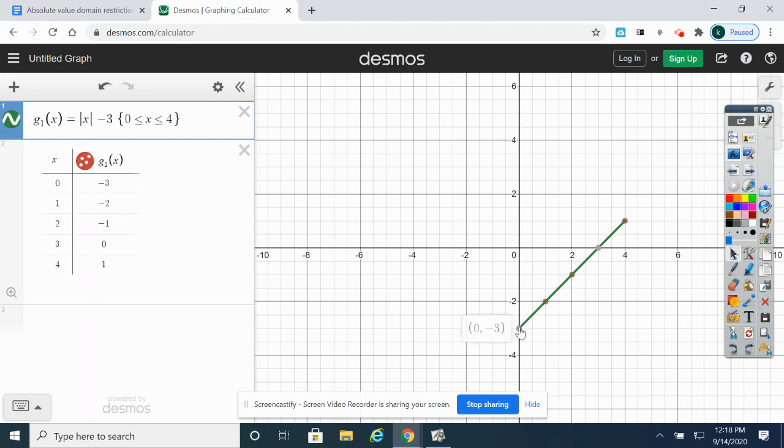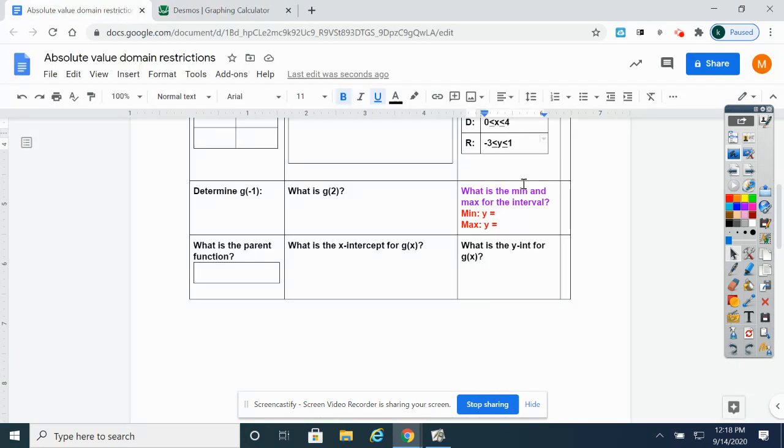The idea is when x is 0, y is equal to -3. That's the minimum. That's the lowest point in the graph, the smallest value. When x is equal to 4, the max value is +1. So our minimum is -3, and our maximum, our highest point, is 1. So the min is y equals -3, x equals 0, and the highest point is 1 at x is equal to 4.